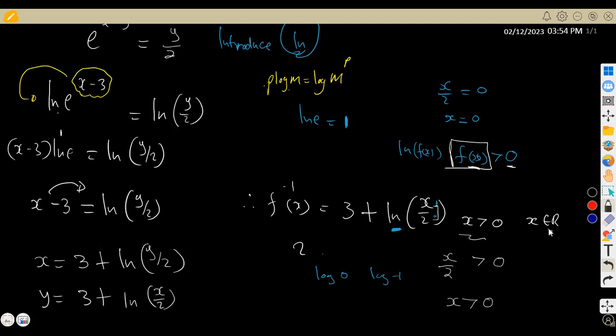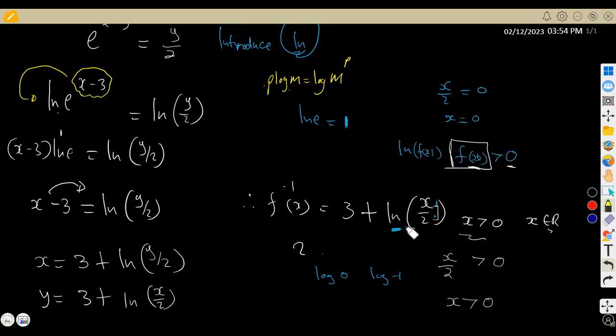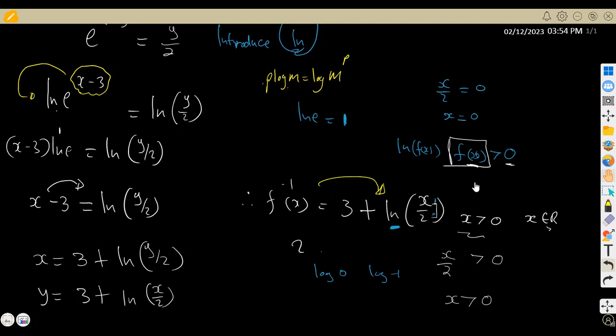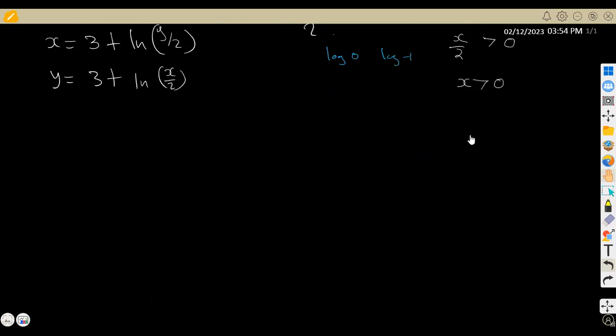So as you can see, the inverse of an exponential function is a log function, okay? It was an exponential function before, but now it's a log function. That means it's the same thing if you are working with a log function. The inverse of a log function is going to be an exponential function. So let's see as a separate part, the inverse of a log function, okay?